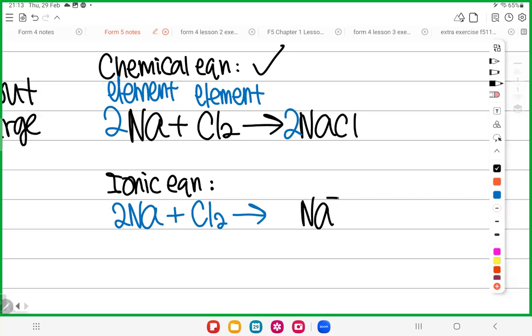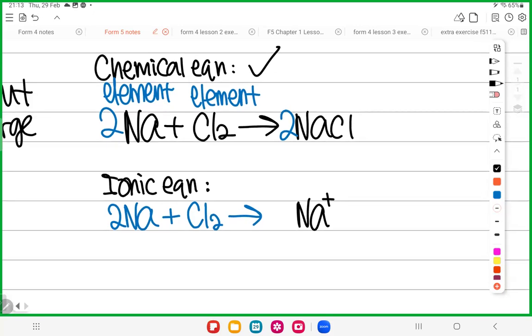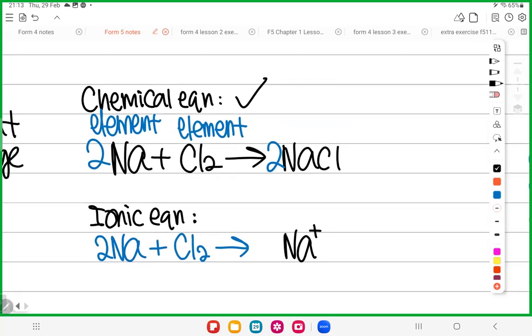Na plus, isn't it? True or not? We know that sodium, the charge is Na plus. Okay, guys, how many sodium do we have on the left-hand side? There are 2 sodium here, so that's why we need to put a 2.